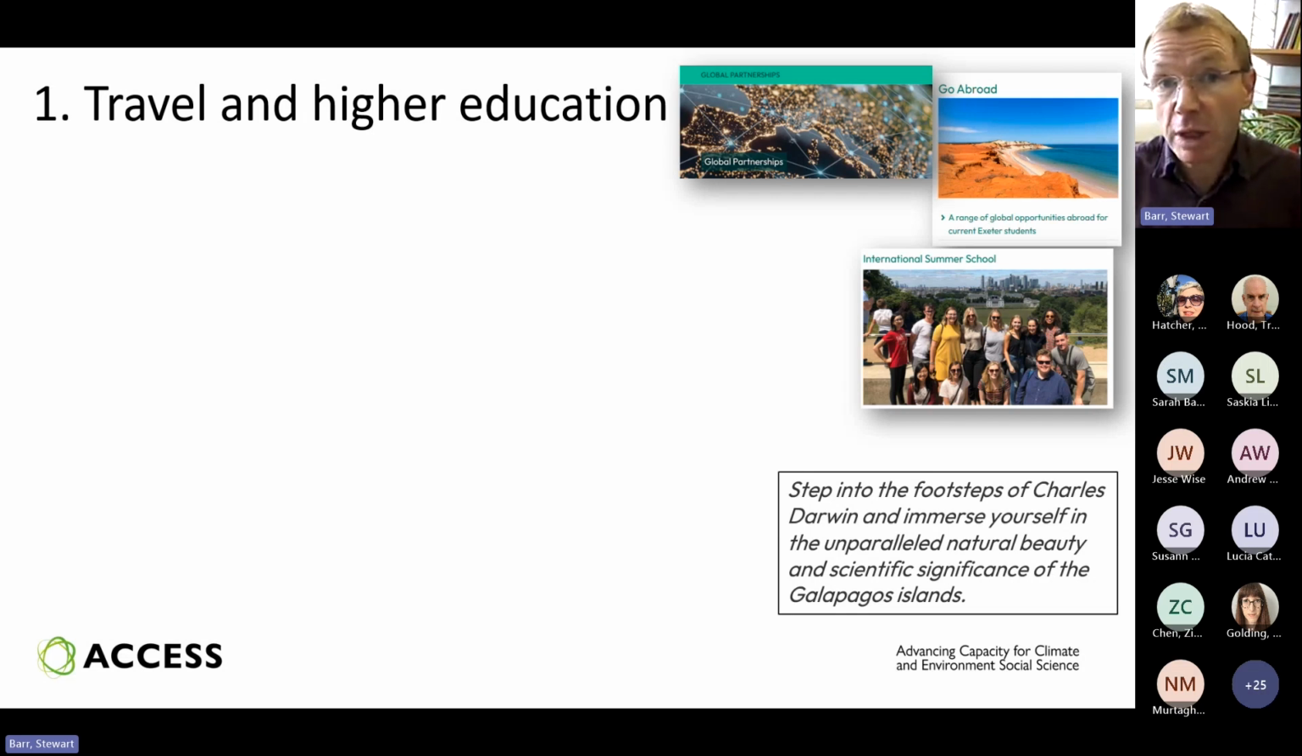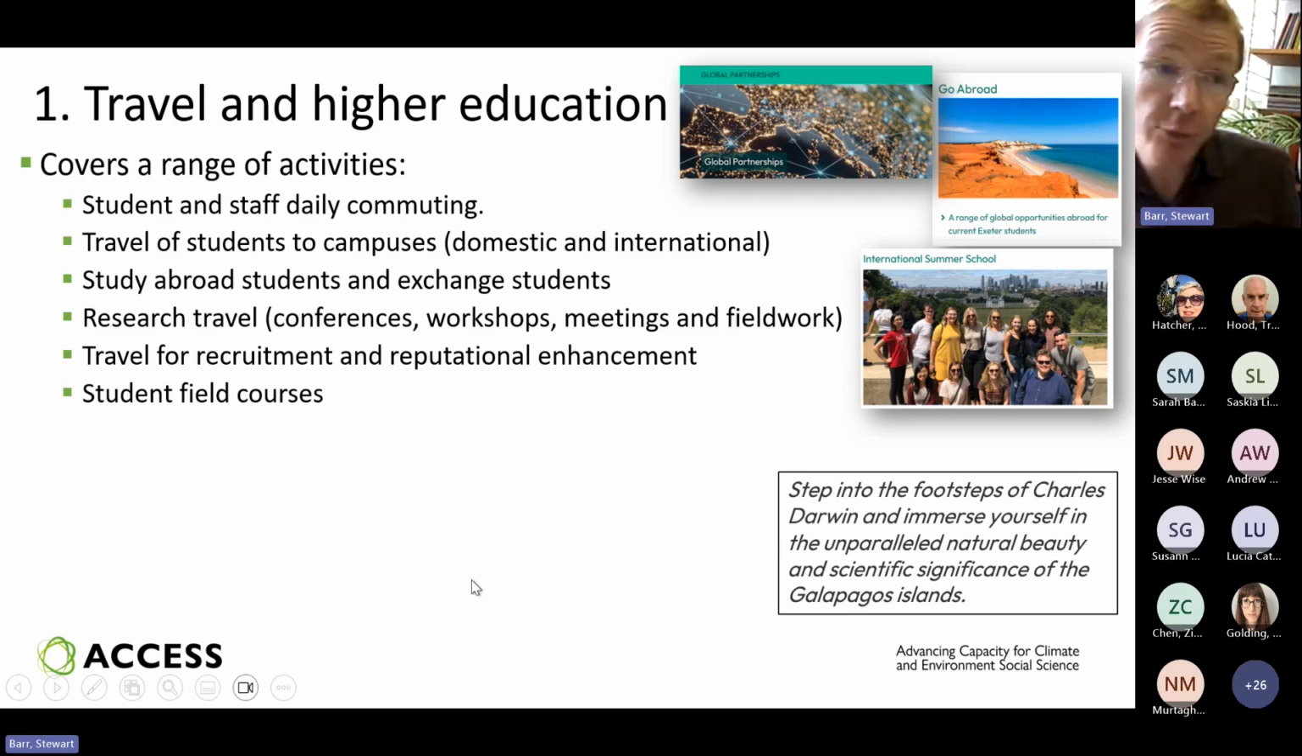And something that's really close to my heart, because as a geographer, I do a lot of field work with students. This quotation on the bottom right-hand side of the screen, this is actually from our Department of Ecology and Conservation at the University of Exeter, promoting the kind of exotic, exciting nature of travel for fieldwork. So travel is really embedded in most of the activities that universities undertake. And if you wanted a list of the kinds of travel activities that we're talking about, I've put 6 bullet points here on the screen.